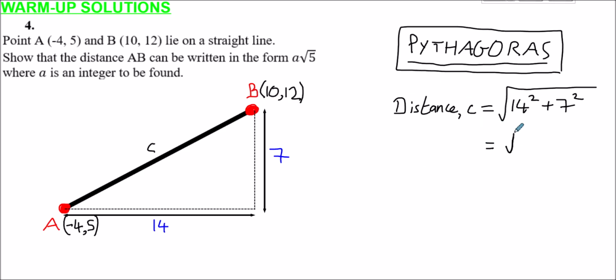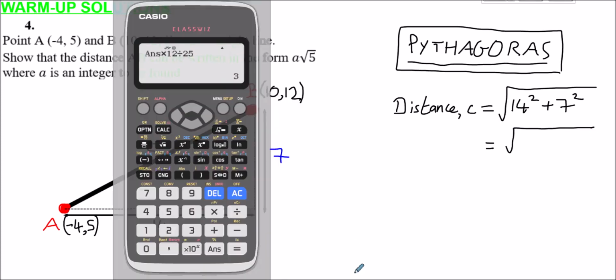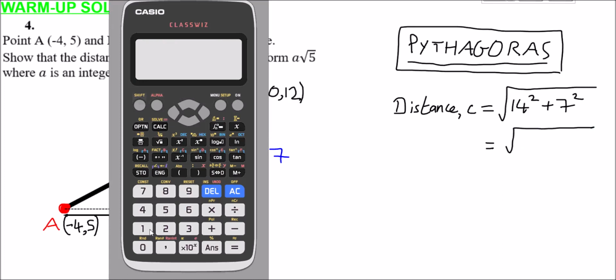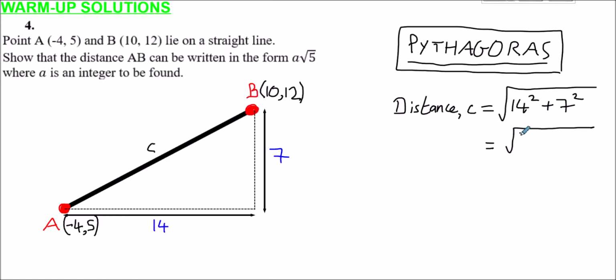So what's 14 squared? Now you could use a calculator for that. In fact, let's do that now. So 14 squared should be 196, I'm hoping. Yep, 196. And 7 squared is going to be 49. If we add those two together, 196 plus 49, we'd get 245.